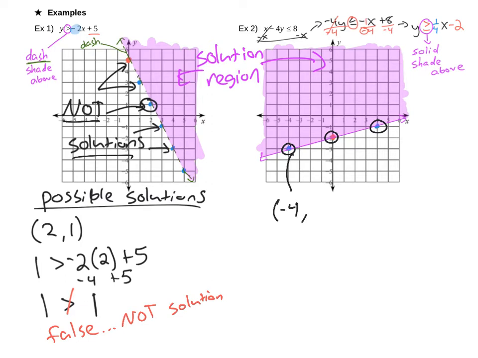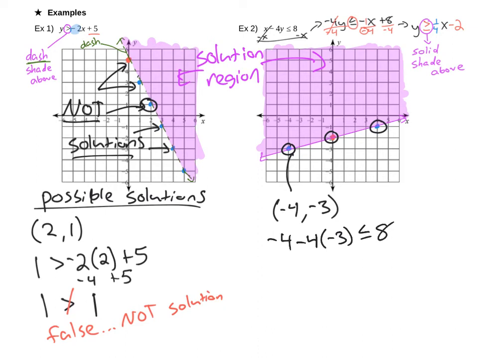Okay, so if we chose that point to test in the other equation, that would be negative 4, negative 3. And we're going to plug it in up here and test the solution. X is negative 4 minus 4 times the y value, negative 3. It's supposed to be less than or equal to 8.